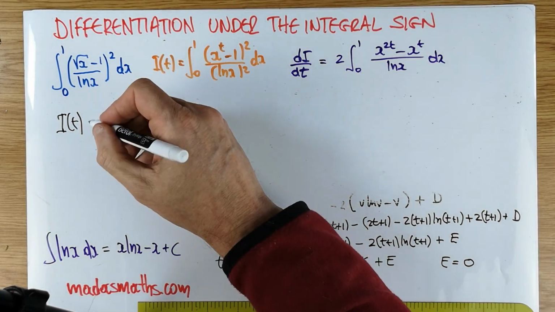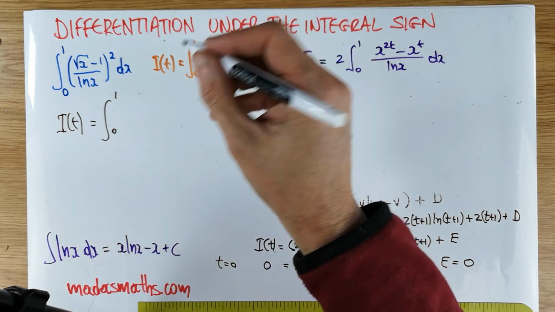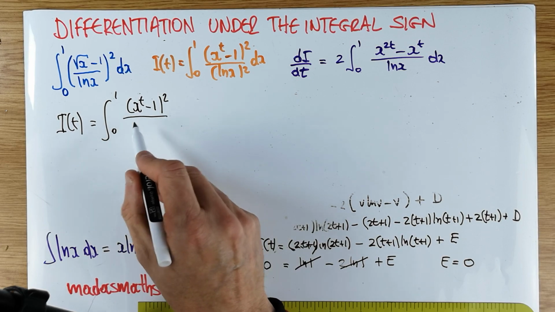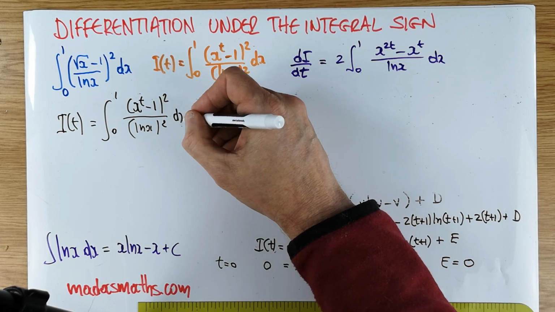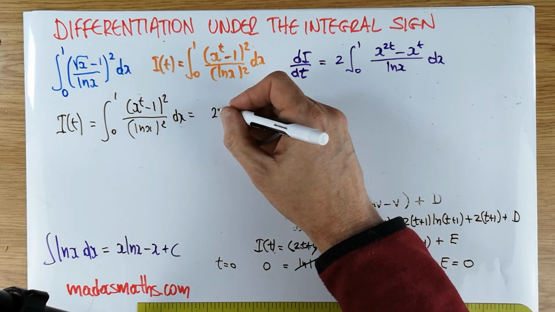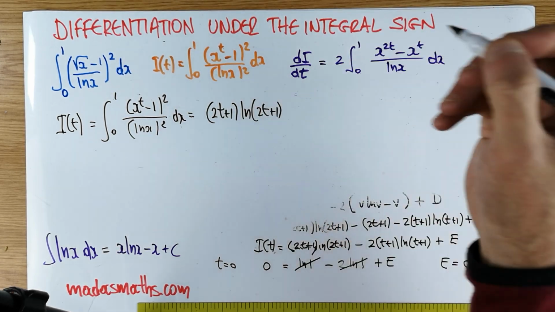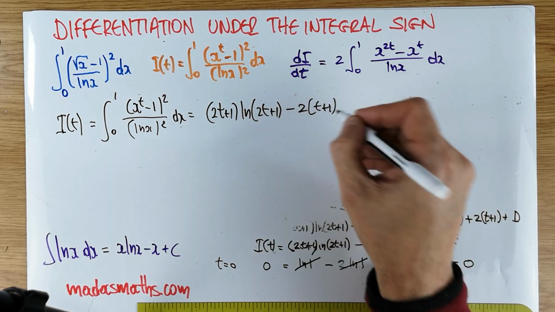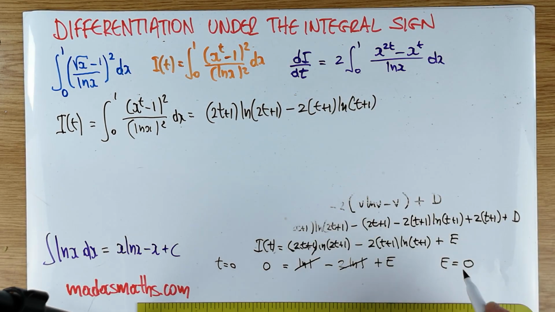So I of t first of all is this integral here, the integral from 0 to 1, x to the t minus 1, all squared divided by the log of x, all squared, dx, and it turned out that it was 2t plus 1, the log of 2t plus 1, minus 2 lots of t plus 1 log of t plus 1. Of course, the plus c vanishes because it was equal to 0.